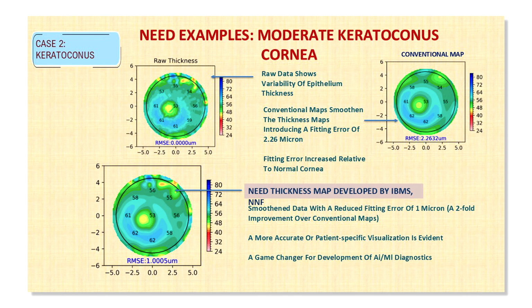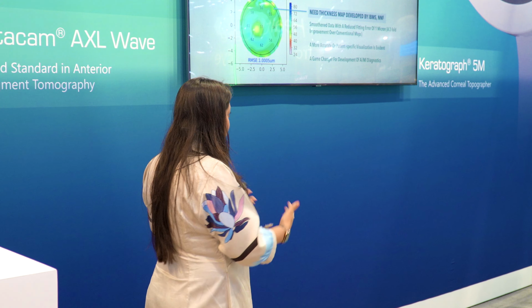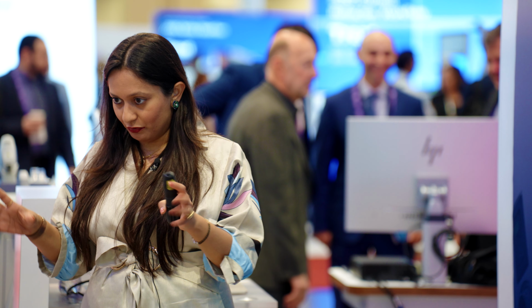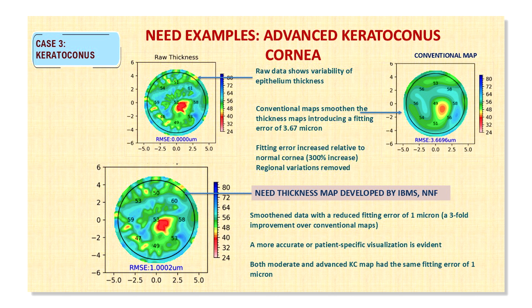And that will help a lot for the development of artificial intelligence or machine learning when it comes to epithelium alone. So this is the epithelium part, and this is again a different case. You saw this was a keratoconus with less irregularity, but here there's a lot of irregularity. You can see that red patch, which is a very thinned out epithelium. And here the fitting error is quite a lot, which is threefold. So it just negates out this information, and it helps a lot.